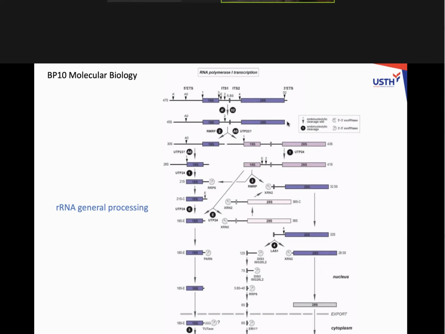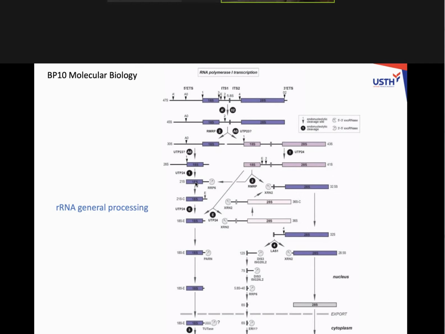So you see it's removed, and so on. Then there is another cut here that split the molecules in two, and so on and so on. So the processing of the pre-rRNA is a combination of endonucleolytic cleavage, like the black arrows, and also the activity of exonucleases, either 5' toward 3' or 3' toward 5', which can be found here, for example.